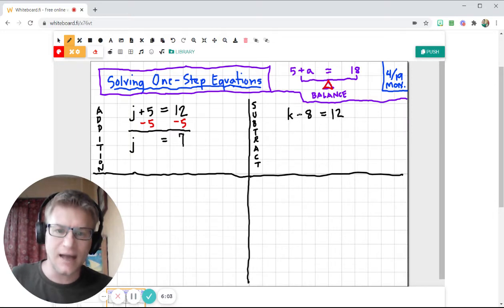And the steps are, I see a minus sign right here. So what do I do to get rid of this? I add 8. Notice I'm doing the opposite of what I see. I want the k to be all by itself. So I add the 8 to both sides.